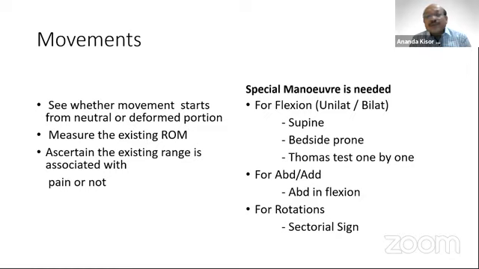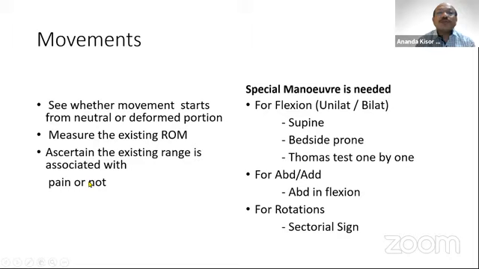Next, measure the existing range of motion. Suppose a 30-degree flexion deformity is diagnosed by the Thomas test. Now the existing range of motion is 30 to 100 degrees. It is the existing range of motion. Then you have to see whether this existing range of motion is associated with pain or not.